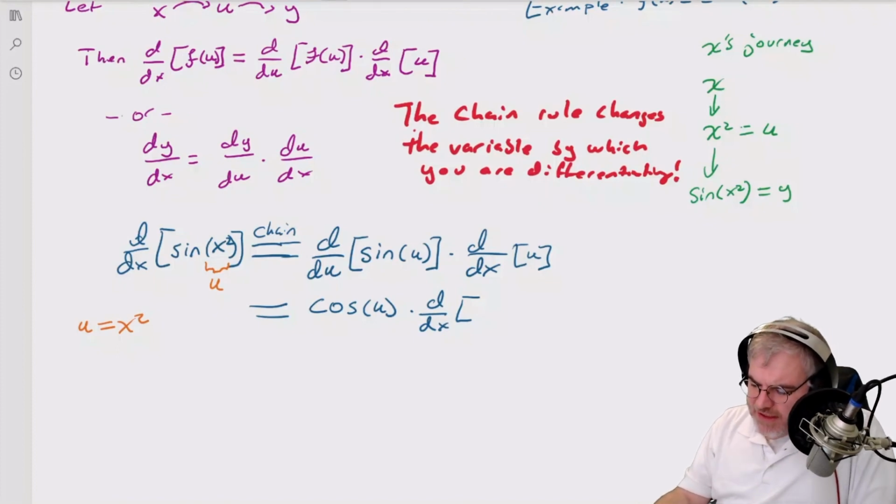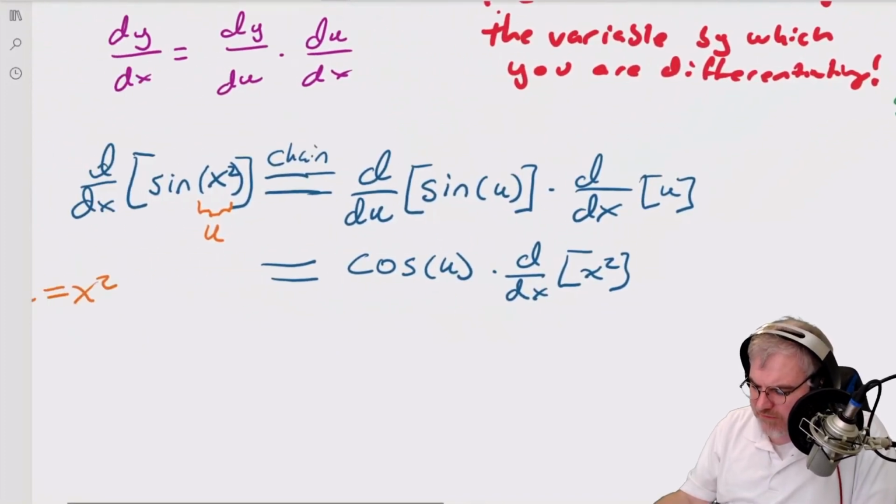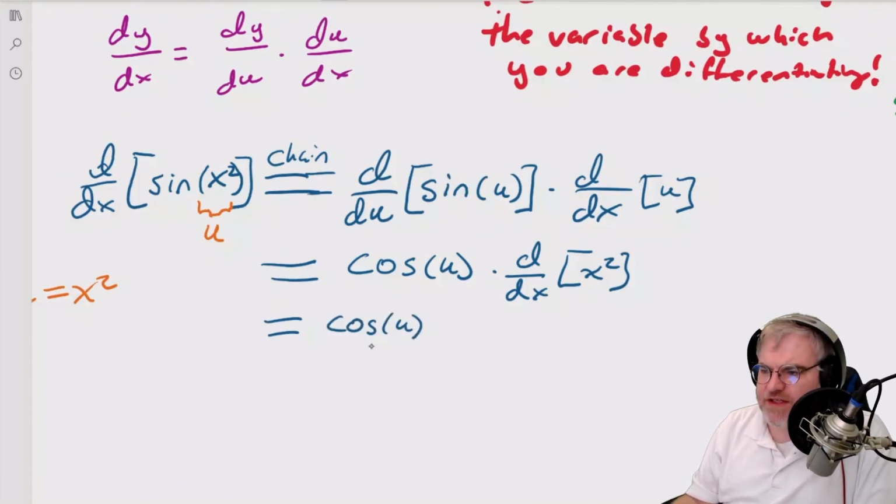So now I've got d over dx of x squared. Well, now the derivative here and the variable here and the variable here match, so I can take this derivative. I'm going to carry my baggage. This here is baggage, right?